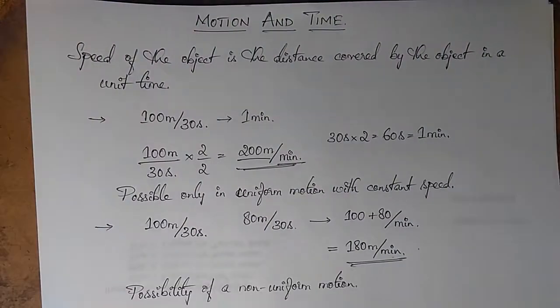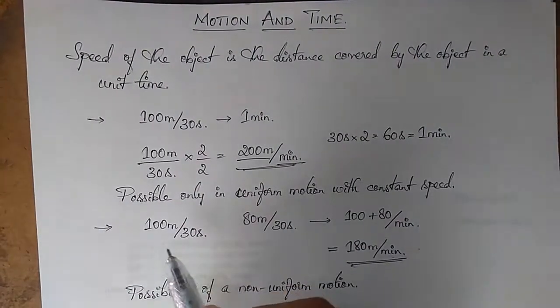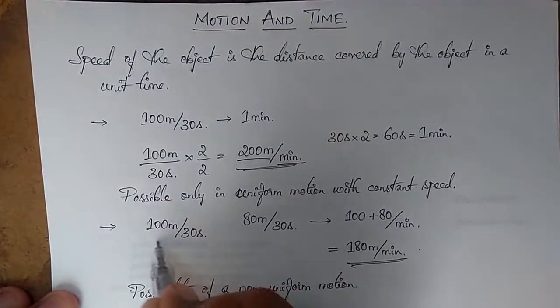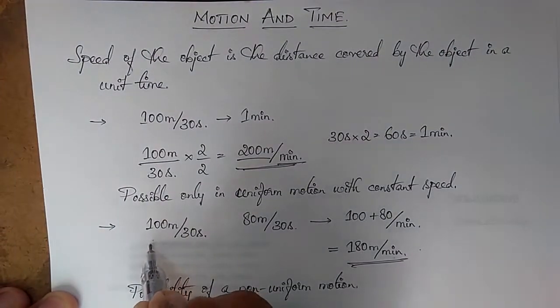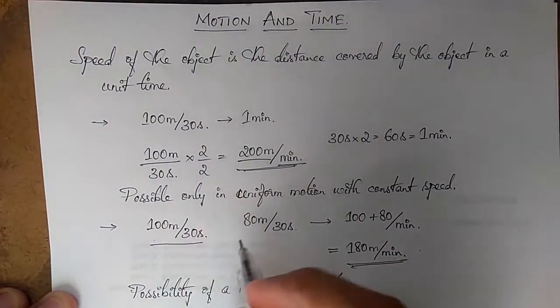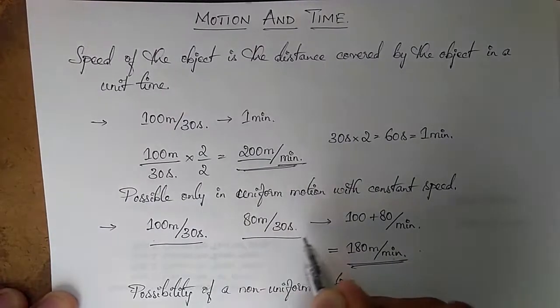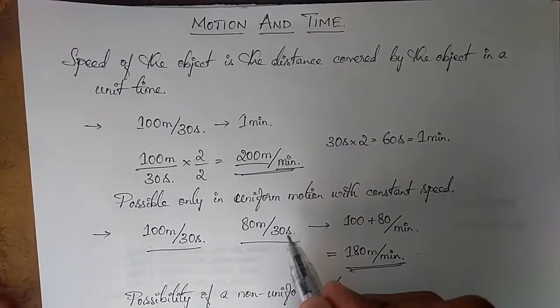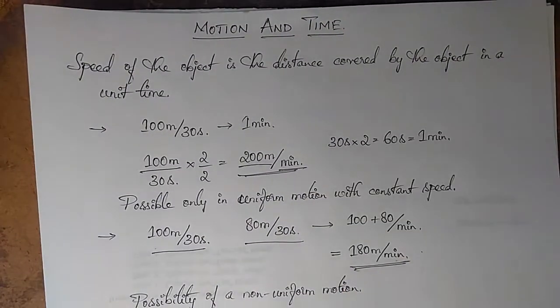This possibility of varying speeds that we saw, that is 100 meters for 30 seconds in the first half of the minute and 80 meters per 30 seconds in the second half of the minute, depicts a special case of non-uniform motion. That is, the motion was not uniform.